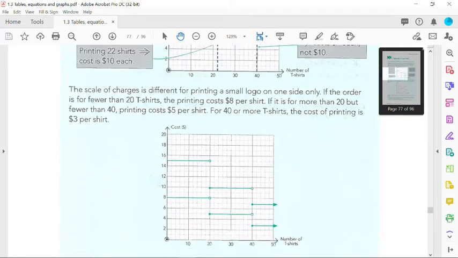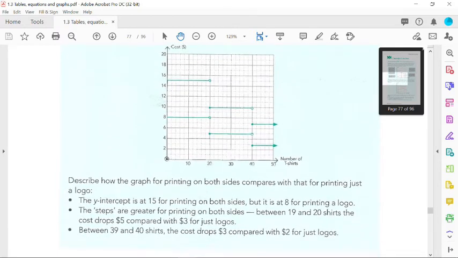So then it says the scale of charges is different for printing a small logo. That means the prices go down. Same boundaries if you look at it, but the prices go down. So they put those values on this same chart. But here, instead of $15 per shirt, it's $8 per shirt with just the small logo. If you buy 20 or more, it's $7. 40 or more, it's $3. They've just put both of those on the same graph, which looks a little funny. They should have used two different colors if they did that.